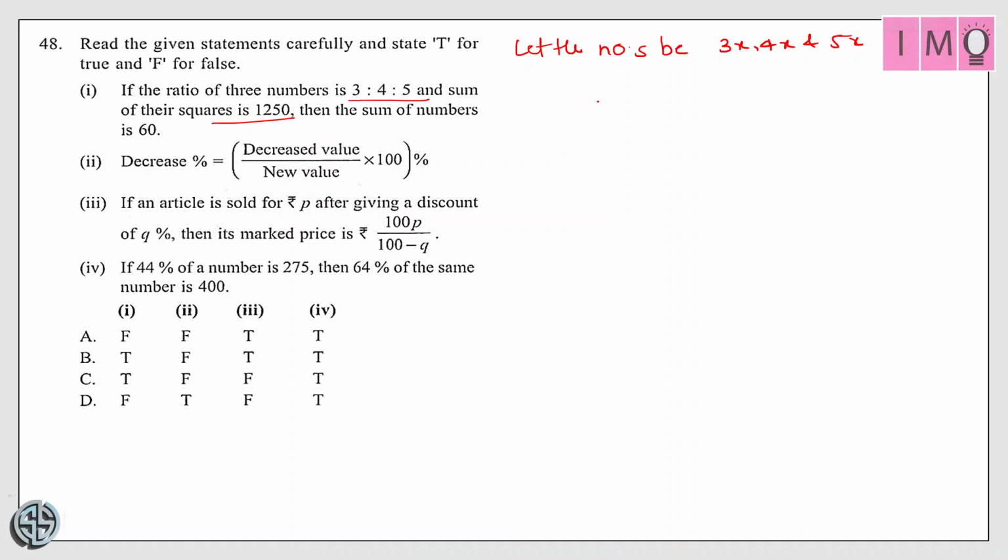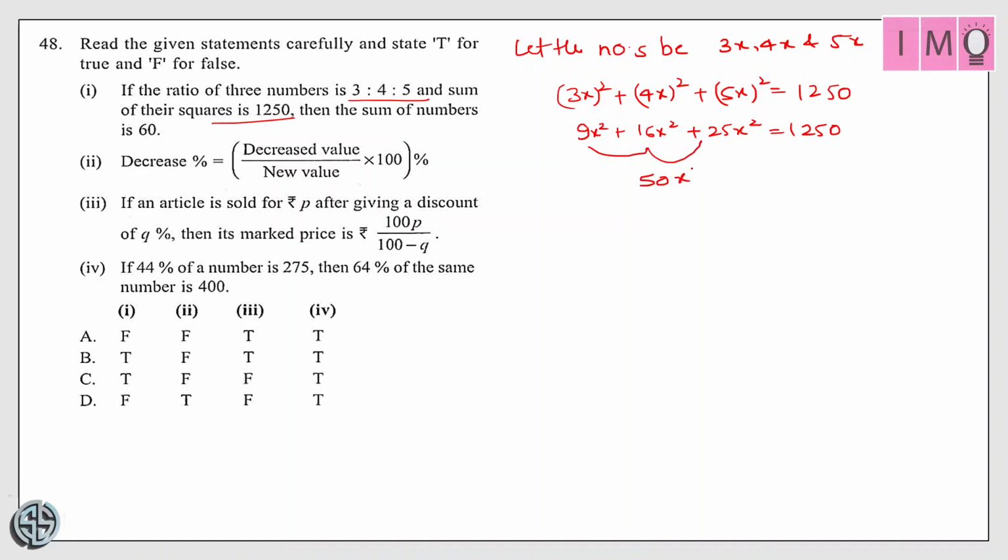If ratios are given, you have to assume the numbers like that. Now it is given the sum of their squares is this, so we find the sum of their squares, that is (3x) whole square plus (4x) whole square plus (5x) whole square, equal to 1250, right? 3x whole square means 9x square, 4x whole square means 16x square, 5x whole square means 25x square, and it will be equal to 1250. Now when you add 16 plus 9, it will be 25. 25 plus 25, it will be 50. 50x square will be equal to 1250. Now when you solve x square, 0 will be cancelled out with 0 and you will get 25. So the value of x is 5, right?